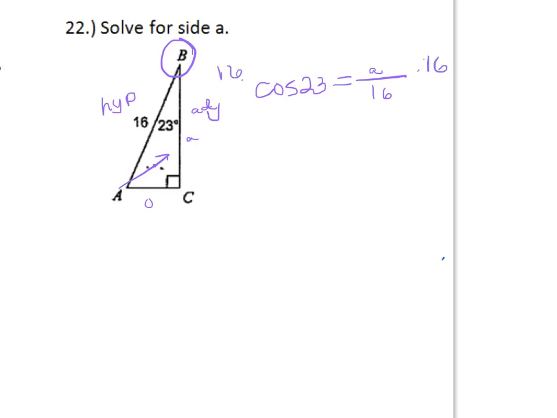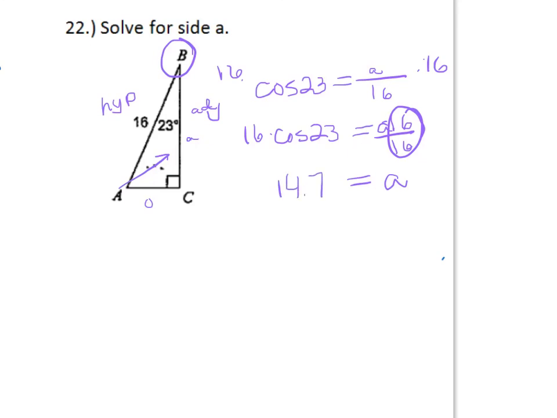Multiplying both sides by 16, we would have 16 times cosine 23 equals A times 16 over 16. Well, guess what? That's a factor of 1, so that is just A. And 16 times cosine 23 gives us 14.728.